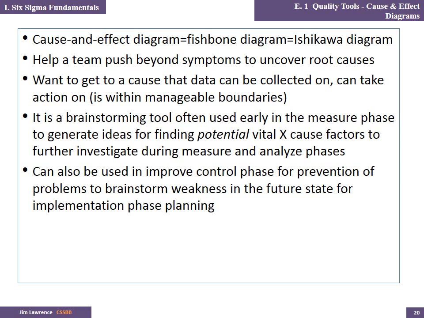It's a form of a brainstorming tool. It's often used early in the measure phase to generate ideas for finding potential critical X factors. And it can be used in the improve and control phases proactively for prevention of problems, to brainstorm weaknesses in the future state, for implementing planning of the future state. A little less often used purpose for the cause and effect diagram, but certainly can be used for that.